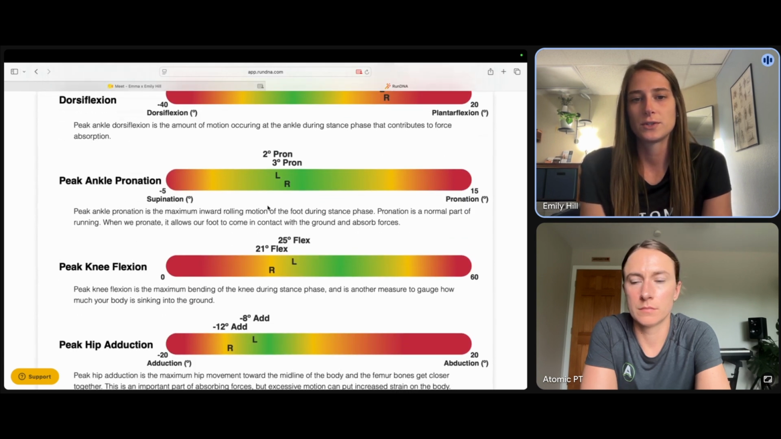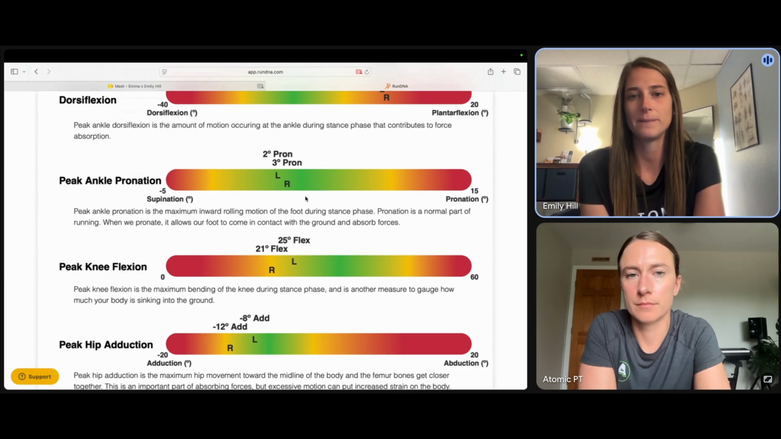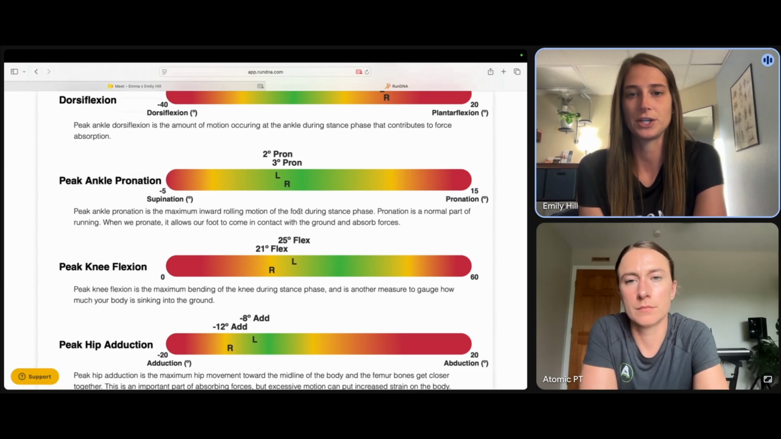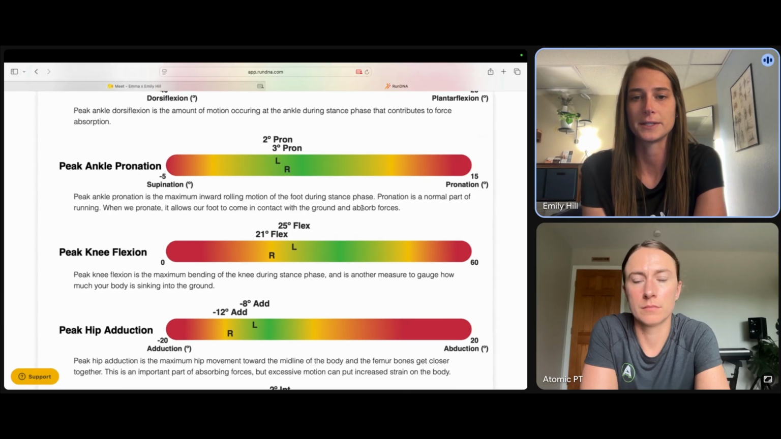Okay, pronation. So this is basically, is that arch of the foot collapsing when you're standing on the foot? She's in the green here, so these look pretty good. But again, that would be something we'd want to hone in on the right side, just making sure that she's not getting too much pronation, because we know if you're over pronating a lot when you're running, that's going to put various forces on the Achilles that may increase some of the risk factors for developing Achilles tendinopathy.